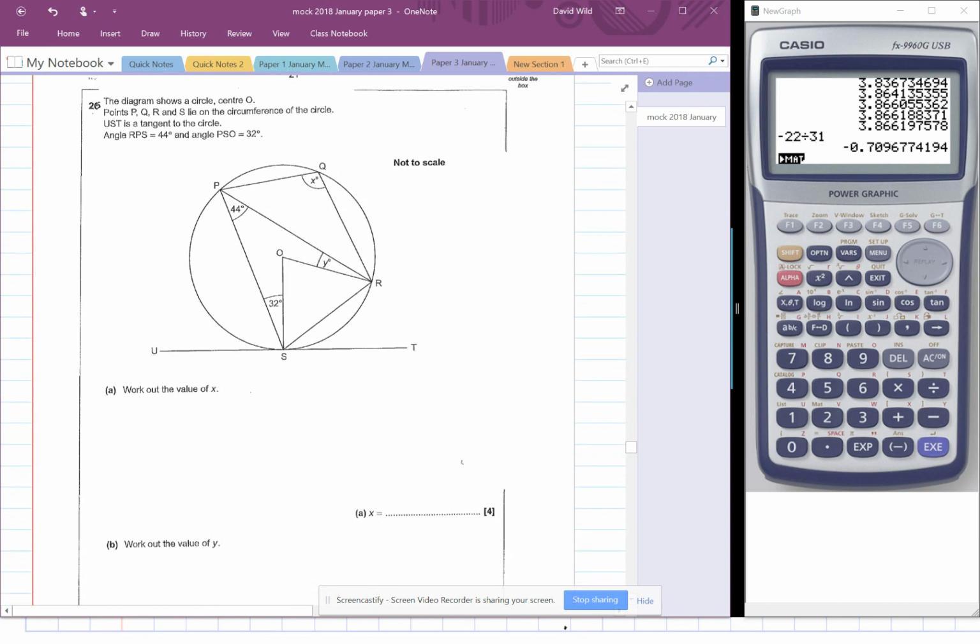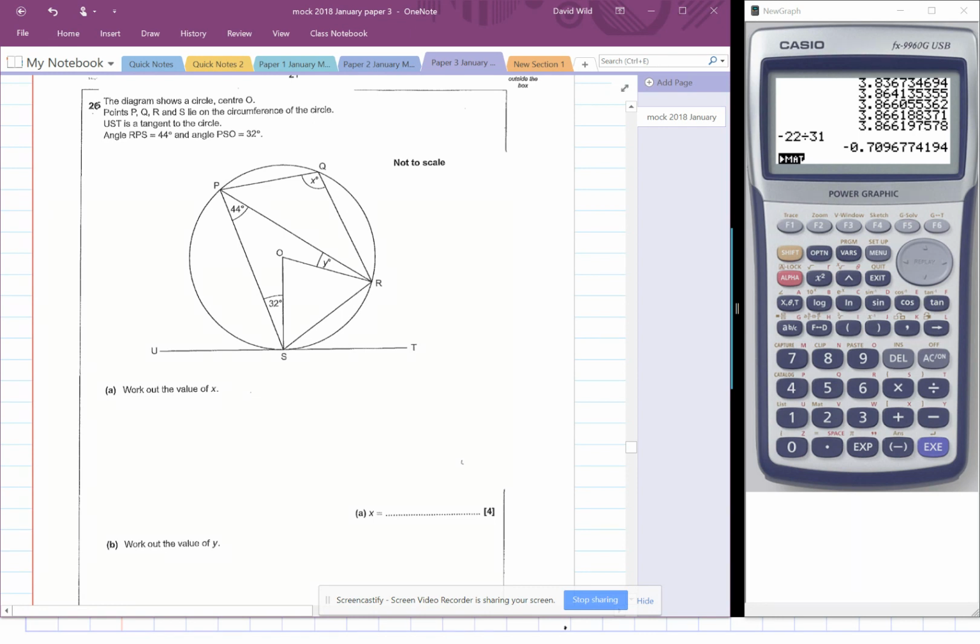Question 26. The diagram shows a circle, center O. Points P, Q, R, S lie on the circumference of the circle. UST is a tangent. Before I start this question, I'm immediately thinking this is circle theorems. I must remember that I might need to draw missing chords or missing radii. And because there's a tangent meeting the chord, I must be thinking about the alternate segment theorem.